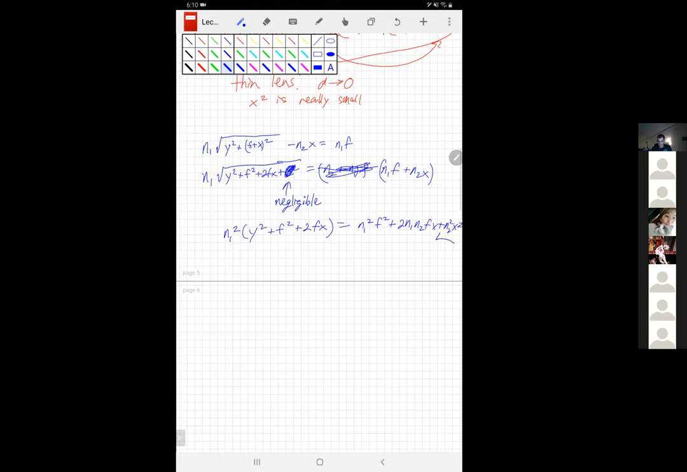Now, I can also get rid of the x squared on the right side. And so I'm left with N1 squared y squared plus N1 squared f squared plus 2N1 squared fx equals N2 squared f squared plus 2N1 N2 fx. And we can cancel this, cancel that. They tweeted something terrible, so they're canceled.